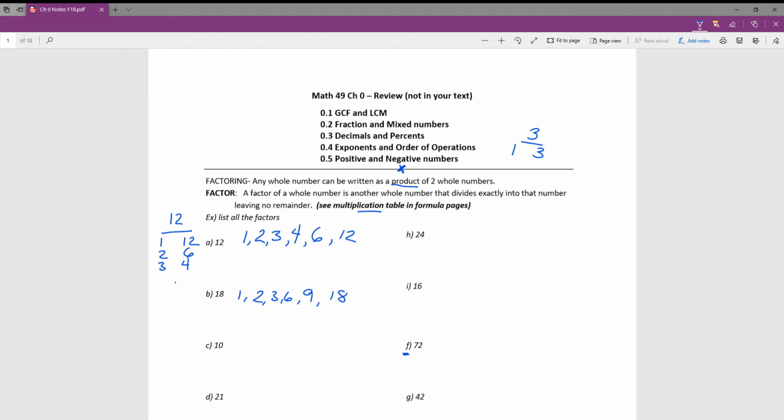But so 18, if I do it that way, I'd have 1 and 18, because 1 and the whole number are always factors of any number. 2 also divides into 18, and so that would give me a 9, and I could do that on my calculator. 3 would work with a 6. So we can try a lot of these ones. I'm going to stop there.